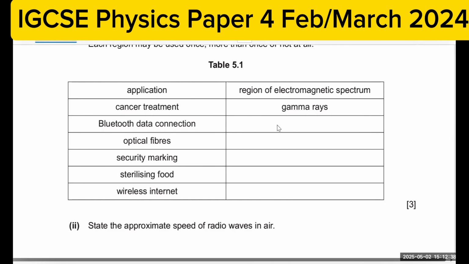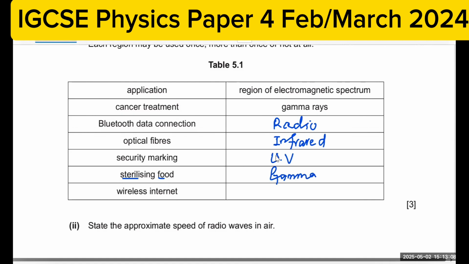So Bluetooth is a radio wave. Second one, optical fiber. Optical fiber we use infrared or visible light. So visible light is not given, so it's infrared. Security marking, ultraviolet radiations. To sterilize the food, to kill the germs in the food, so we use gamma radiation.